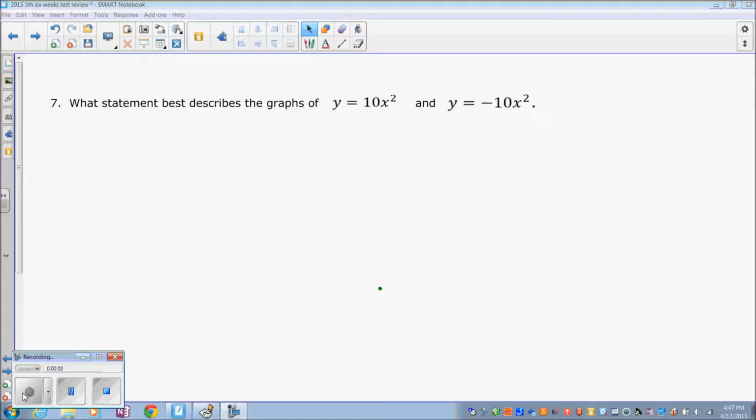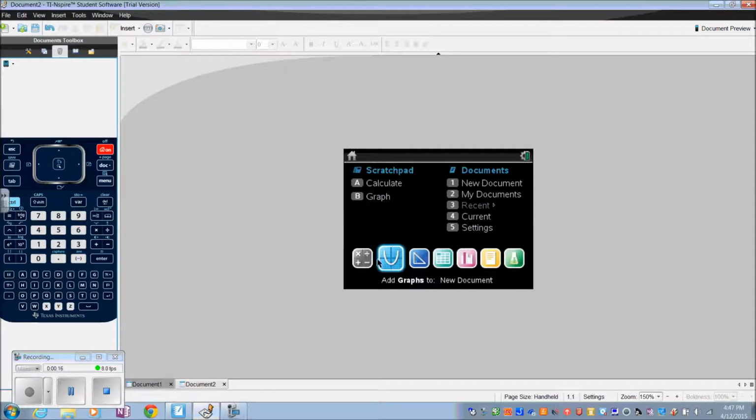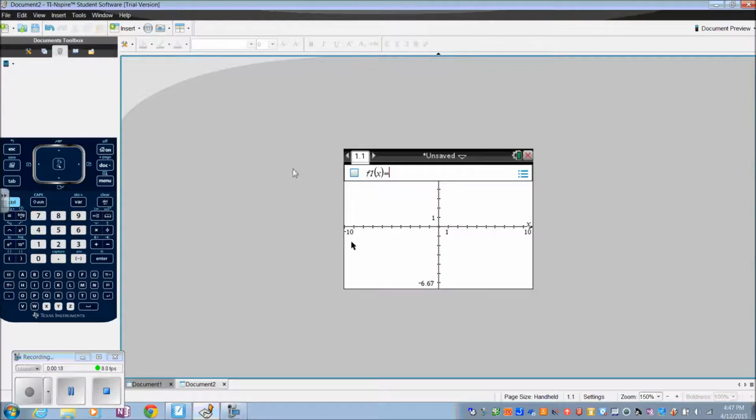Number 7. What statement best describes the graphs of y equals 10x squared and y equals negative 10x squared? And if you don't know right off the top of your head what the difference is, go to your calculator and graph it. So you're going to go to the parabola down here, and the first one is 10x squared, and you hit tab, and then you do negative 10x squared. So to me, the widths are exactly the same. The only thing that's different is one of them opens up and one of them opens down.